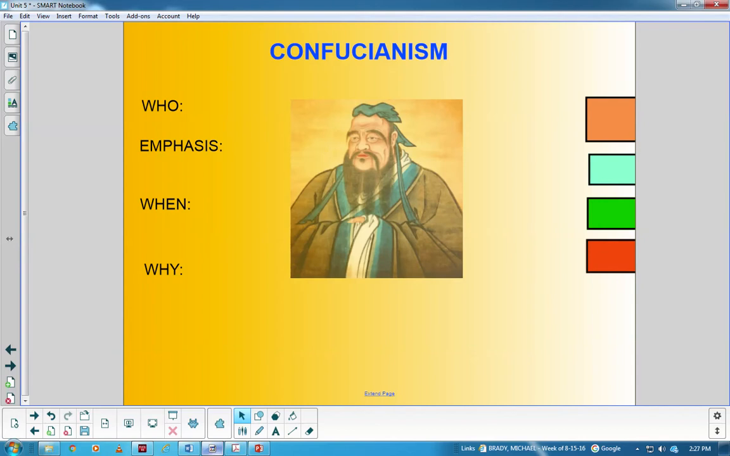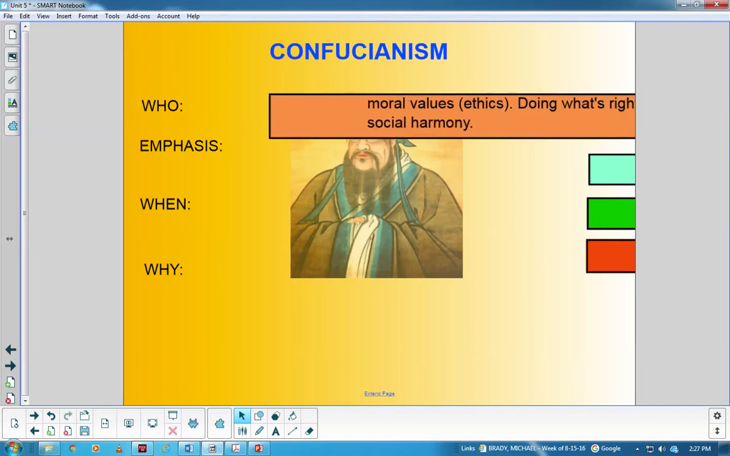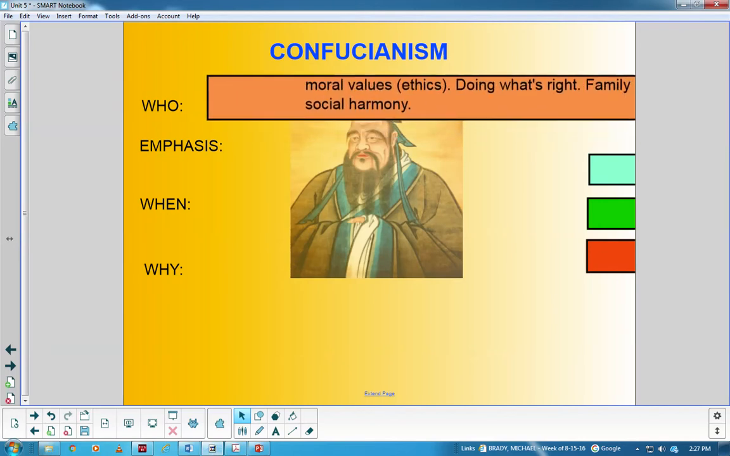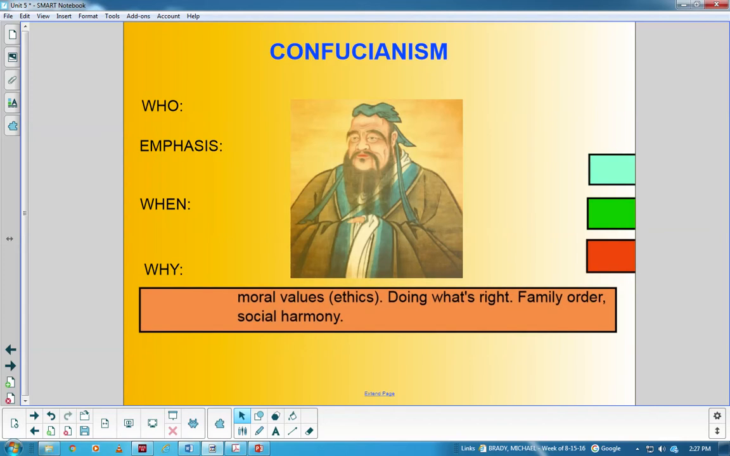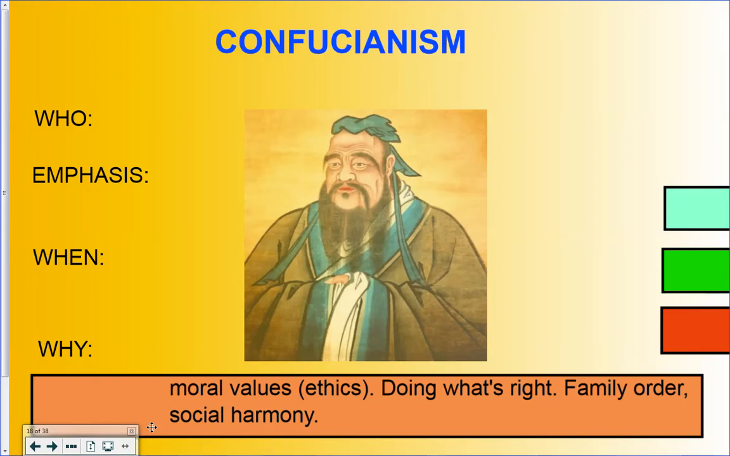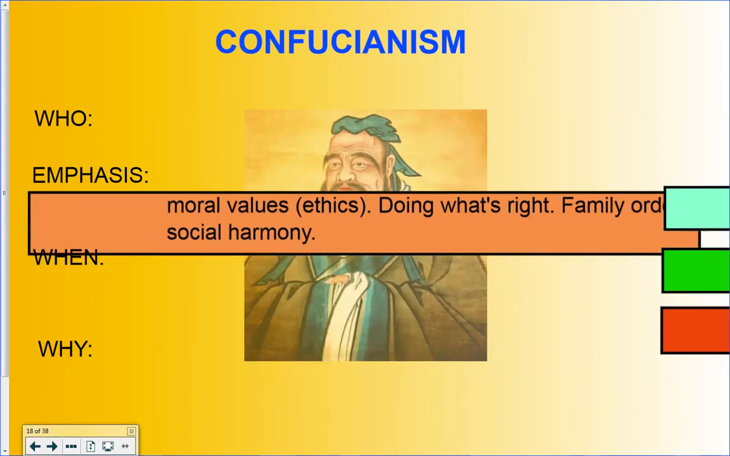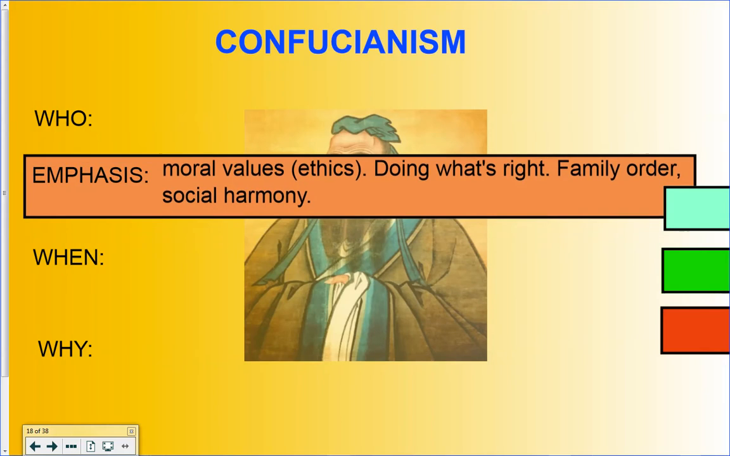So here we go. Students will pull this out. Moral values, ethics, doing what's right, family, order, social harmony. Does that sound like the who, the emphasis, the when, or the why of Confucianism? Well, we'll be reading through the book, and so students will discover that that is the emphasis of Confucianism. This emphasis is moral values, doing what's right, family, order, and social harmony.